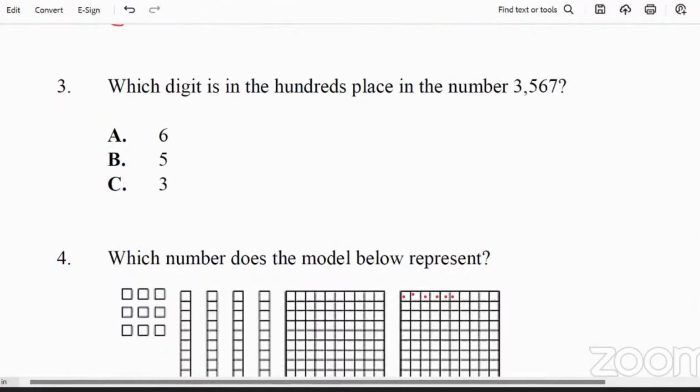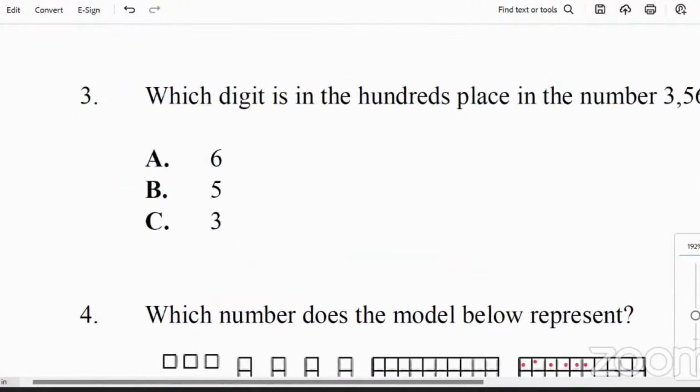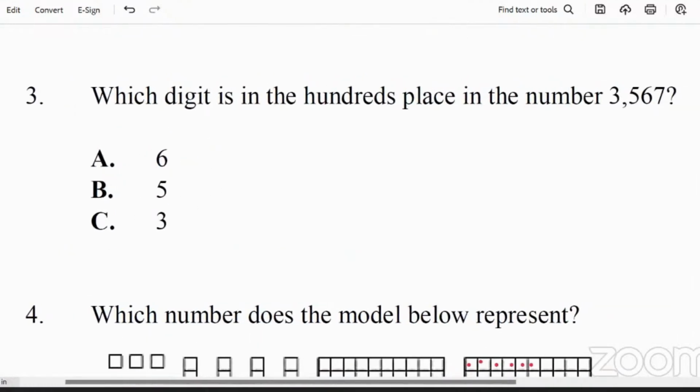Which digit is in the hundreds place in the number 3,567? Okay, let me see if I can make this screen a little bigger. Okay, so which digit is in the hundreds place in the number 3,567? Guys, remember your place value chart. So what you can do is simply put those numbers at the top.